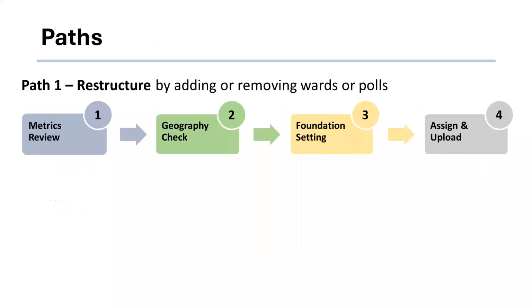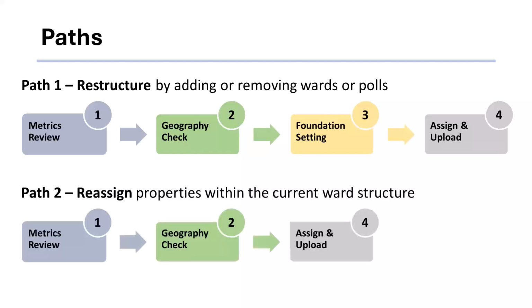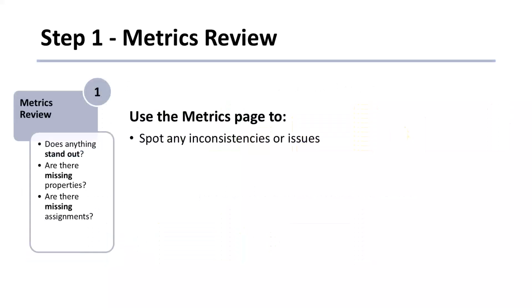Let's take a look at the two different paths you can take. If you are adding, removing wards or polls, you will follow Path 1. If you are reassigning properties within the current ward structure, you will follow Path 2. And now let's move on to the steps. Step 1 is Metrics Review.